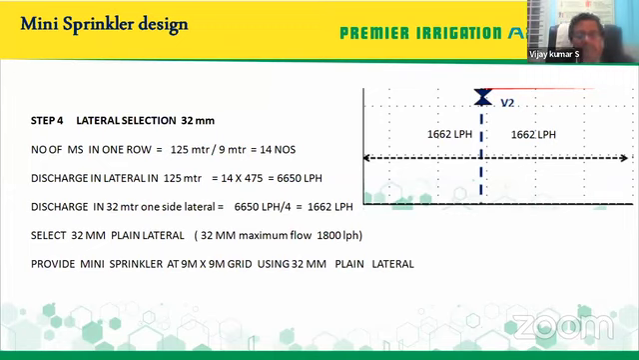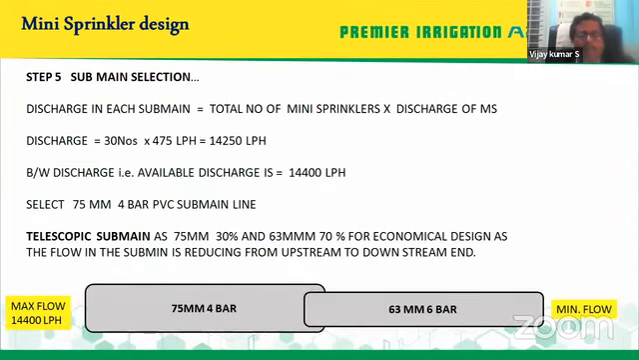So here my design now is I will provide these mini sprinklers at a 9 meter by 9 meter grid spacing using a 32 millimeter plain lateral. And now when we come to the submain selection, you know what is the water that is going to flow in each of these. So since we have 120 divided by 4, 30 mini sprinklers have to be operated, and each mini sprinkler discharges 475. So 30 multiplied by 475 will give me 14,250 liters per hour.